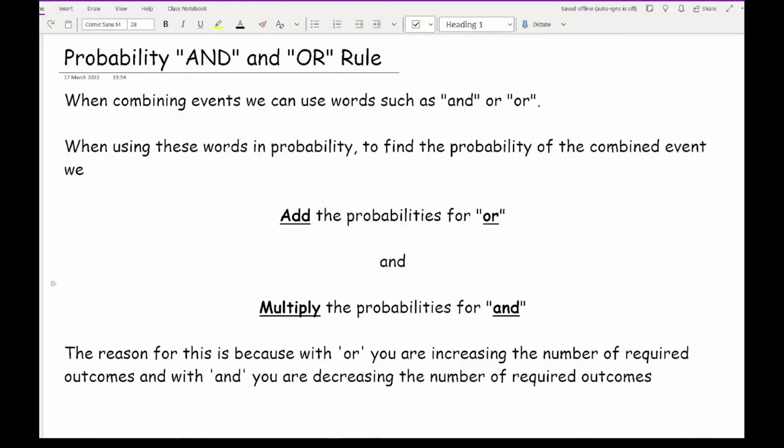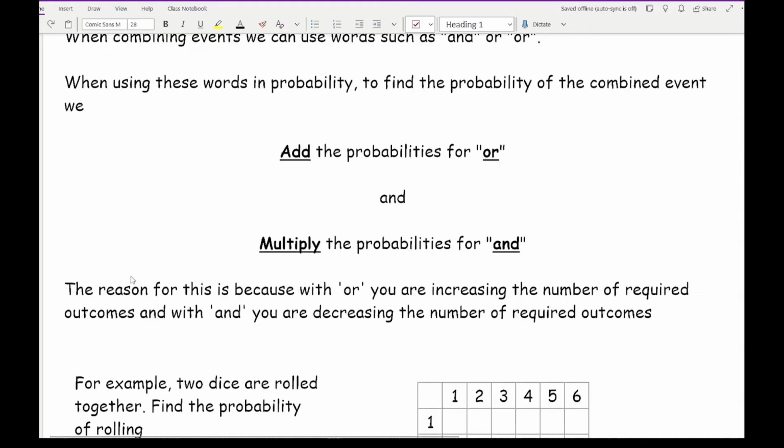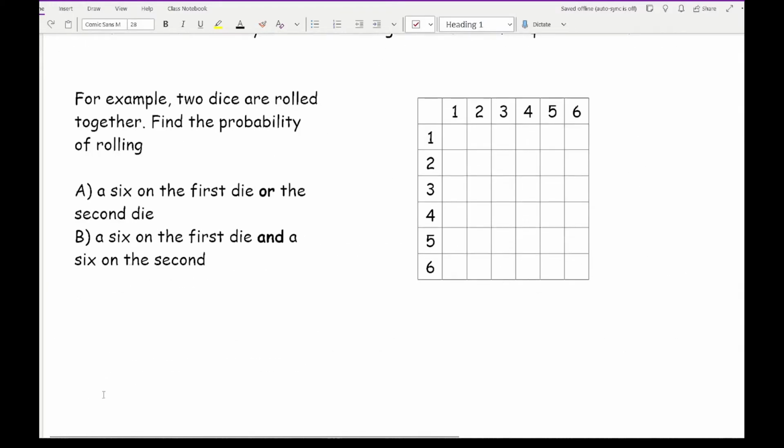Now when combining events we can use such words as and, or. You can also use with, but here we're just going to stick with and, or. When using these words in probability, to find the probability of these combined events, we add the probabilities when we're using or, and we multiply the probabilities when we're using and. The reason for this is with or you're always increasing the number of required outcomes, and with and you're actually decreasing the number of required outcomes. Now if that makes absolutely no sense, let's have a look at this example here.